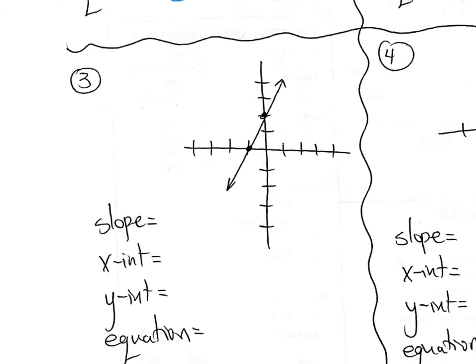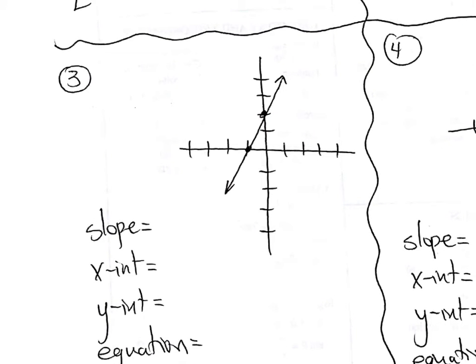Number 3. For our slope, we would go rise 2, run 1. So our slope is 2/1, which we could simplify to just write as 2. For the x-intercept, we're talking about where it crosses the x-axis. We've got the slope of this, and then the x-intercept is -1 and our y-intercept is 2. So where did that come from? On the x-axis, the line crosses at -1, and on the y-axis, the line crosses at 2.